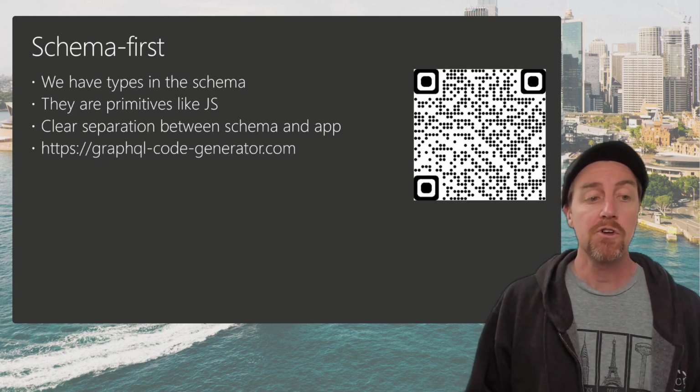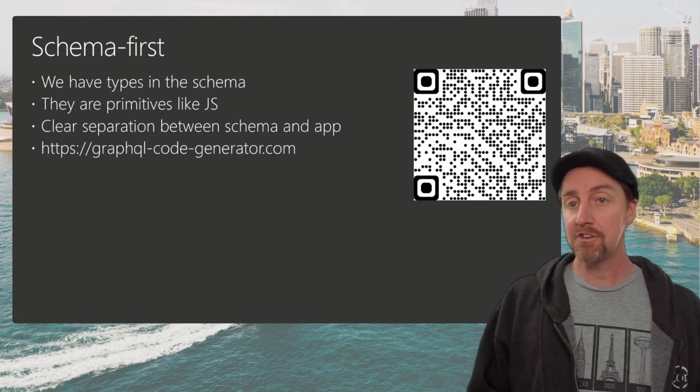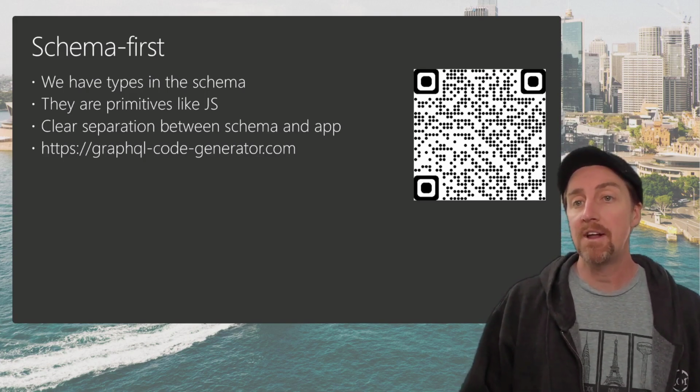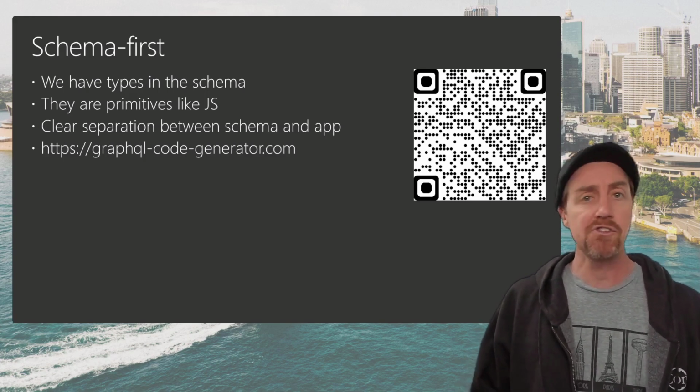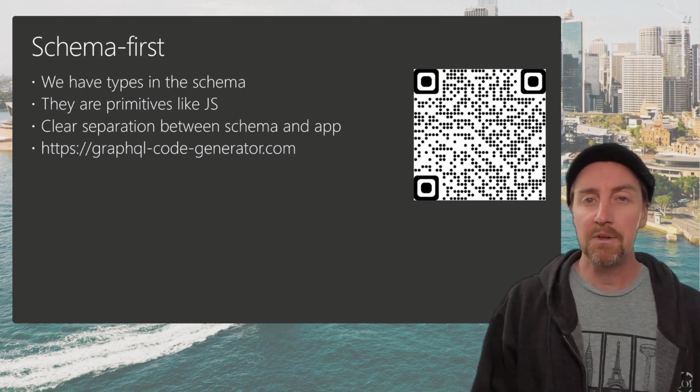For this, you can use a tool such as GraphQL Code Generator, which will take the GraphQL schema that we've defined and then generate TypeScript definitions from that. You can also generate definitions for a bunch of other programming languages, but they're not relevant for us at the moment. We're really only focusing on TypeScript.